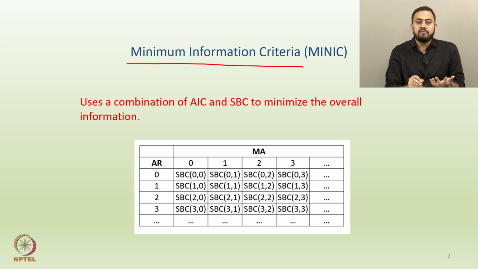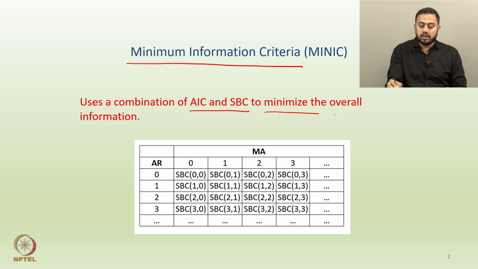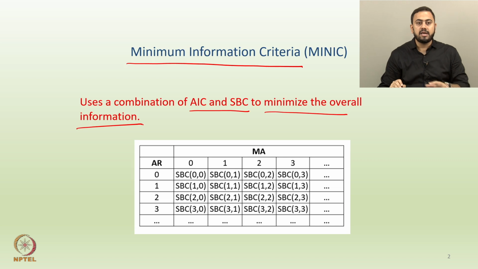So if you want to evaluate which model is the best one, you use a combination of AIC and SBC in some sense to minimize the overall information in the underlying model structure. Okay. Now what do you mean by that?